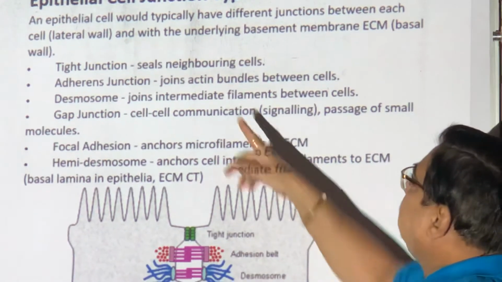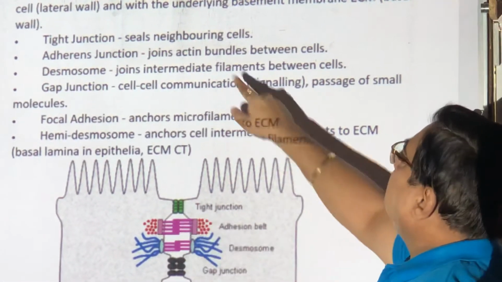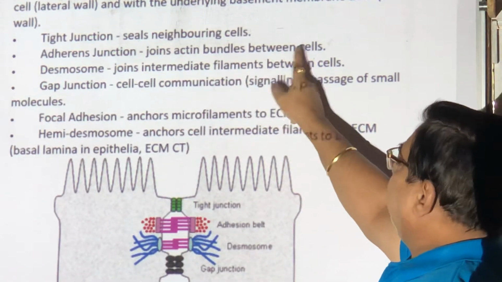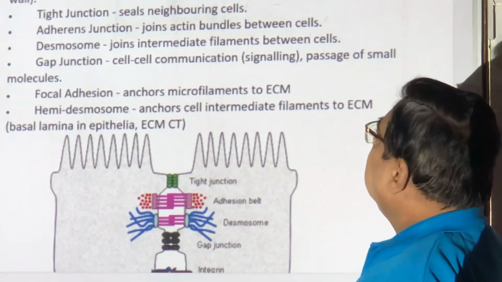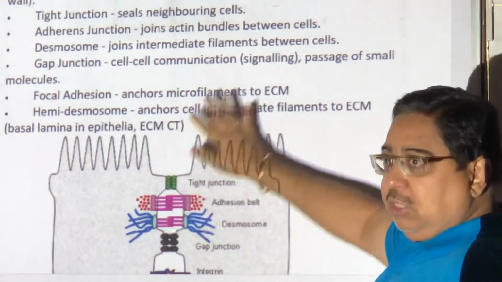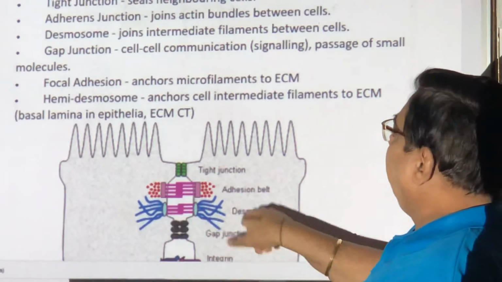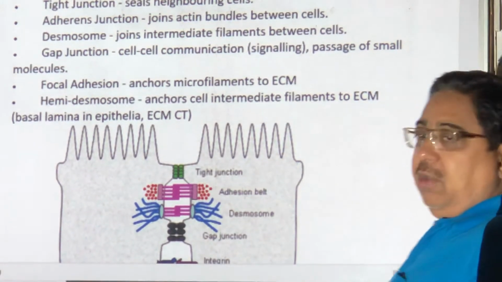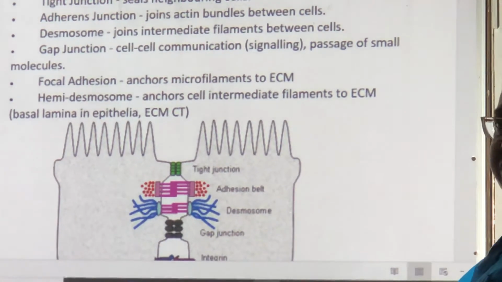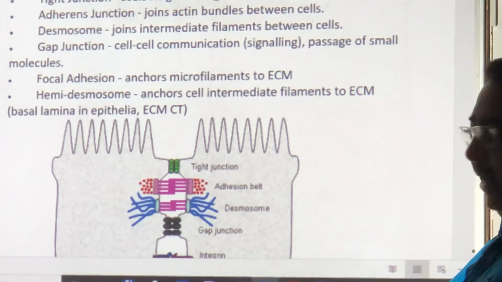Tight junction seals neighboring cells, they will not come apart. Adherens junction joins actin bundles between cells. We are going to see all details; this is just a summary chart. Desmosome has filaments, like how you put iron rods in the floor of cement to make RCC, or in POP you put nylon threads.